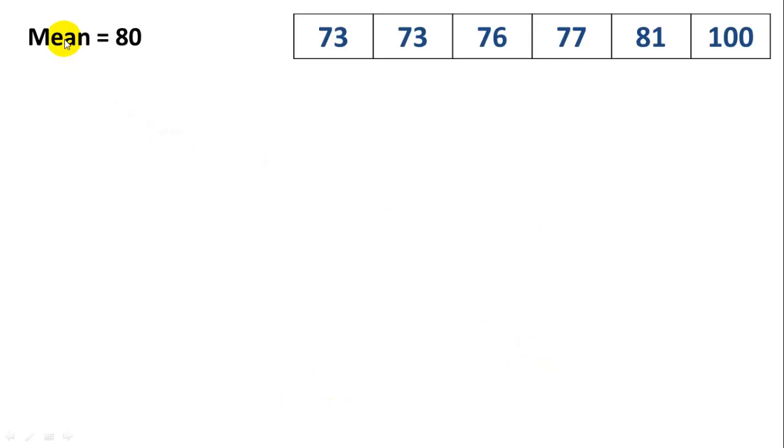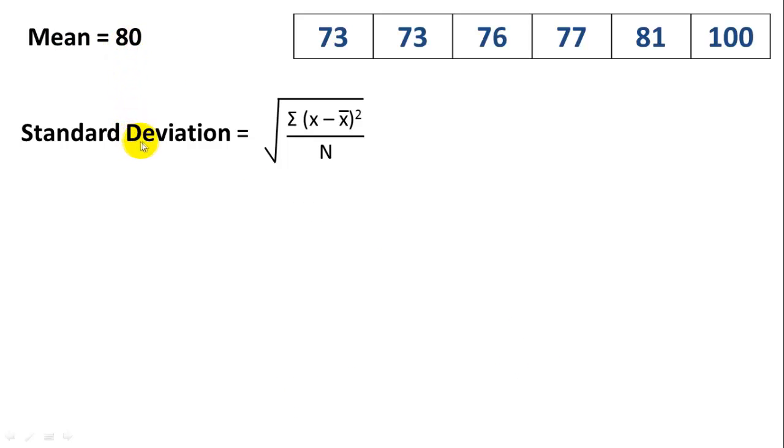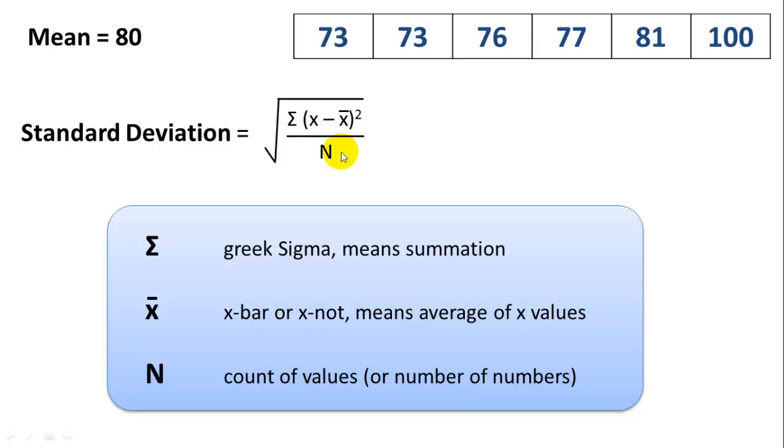So we're going to use this mean in our formula to calculate the standard deviation. So we calculate the mean first. Standard deviation is equal to the square root of the sum, the sigma means sum, of x minus x bar squared over n. So let me explain what each of these is. This sigma is an uppercase Greek sigma, and that means summation. So it's the summation of x, which is each instance of our data, minus x bar, which is the mean. So the difference between each value and the mean, in this case 73 minus 80 is 7, and then we square that.